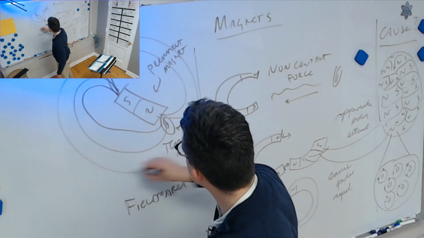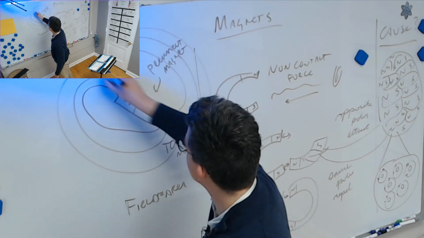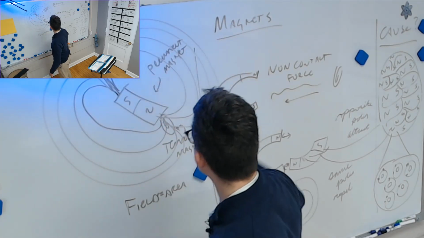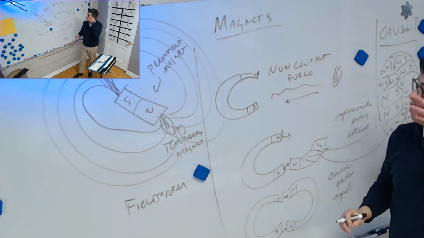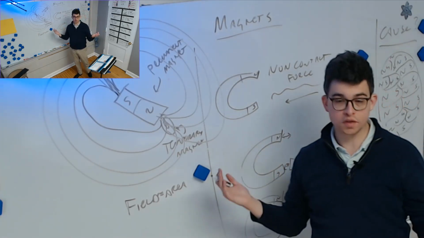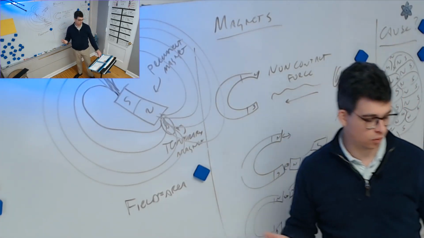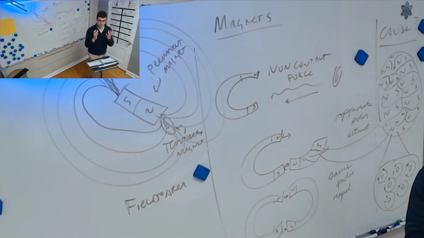And do we see these magnetic field lines? No. Not normally. No, not normally. We don't see these magnetic field lines. It's invisible. It's a force field. That's where that phrase comes from. It's a field of forces.